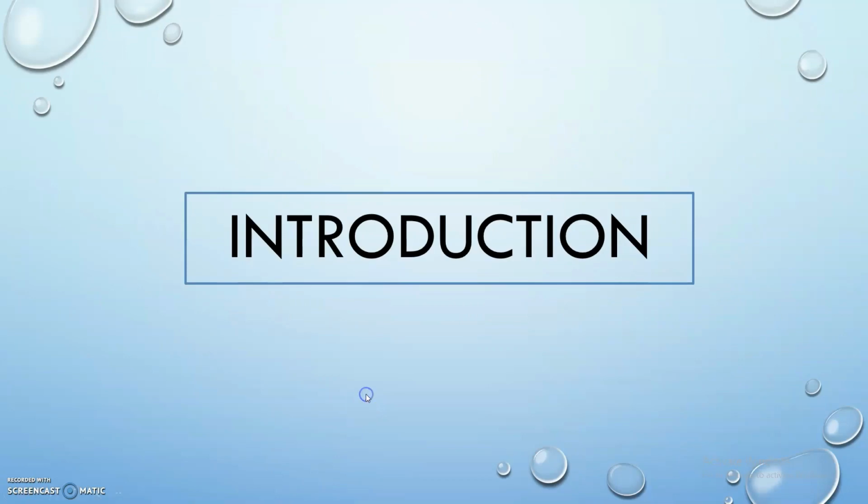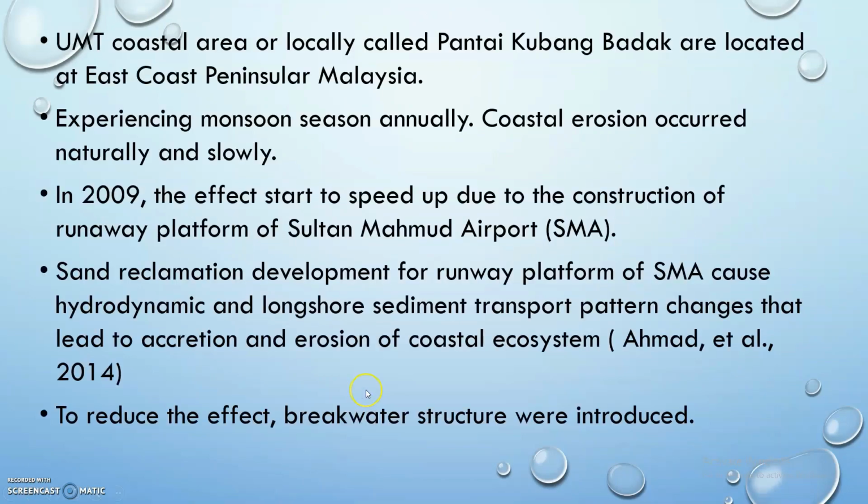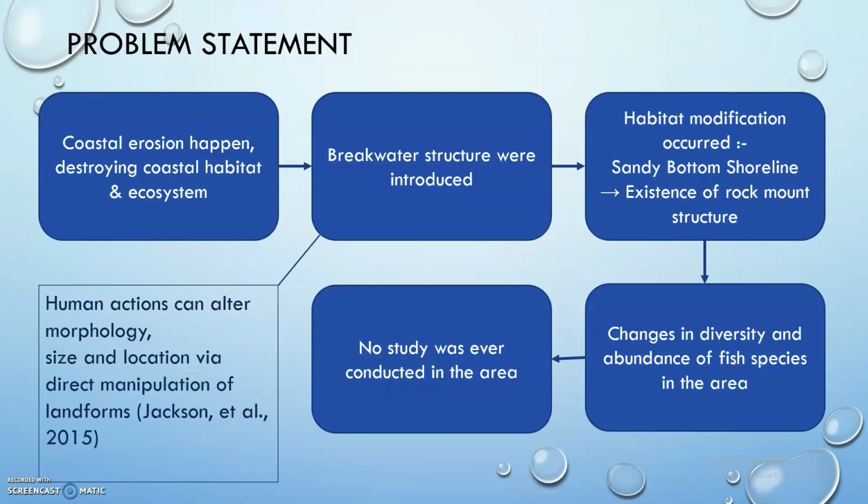Alright, for the introduction, the UMT coastal area, locally called Pantai Kebun Badak, is located on the East Coast of Peninsular Malaysia. It experiences monsoon season annually, where coastal erosion occurs naturally and slowly. However, in 2009, the effects started to speed up due to the construction of the runway platform of Sultan Mahmud Airport. So, to reduce the effect, the breakwater structure was introduced.